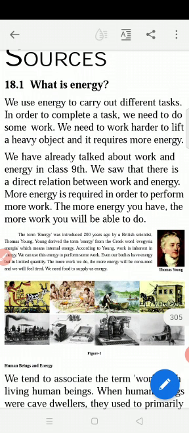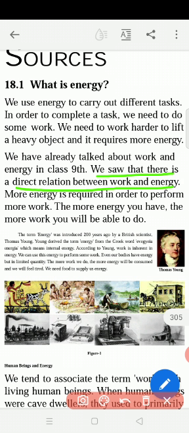Potential energy means stored energy. Kinetic energy means used energy, which is in movement, which is in motion. And we saw that there is a direct relation between work and energy. That means how much energy we have, that much work only we can do. If we are tired, we cannot do more work.